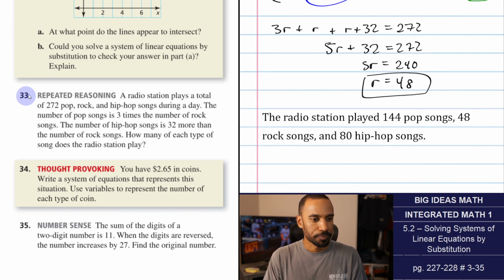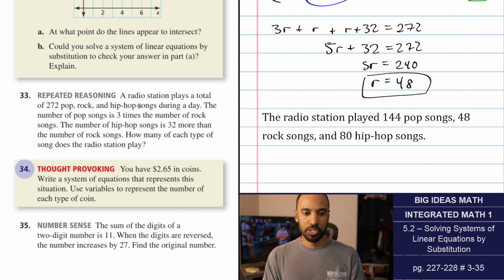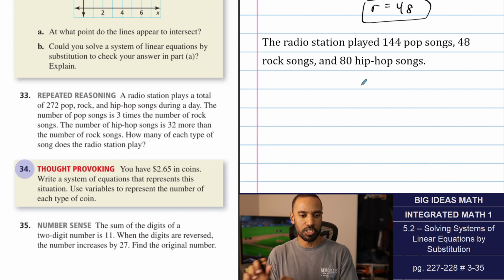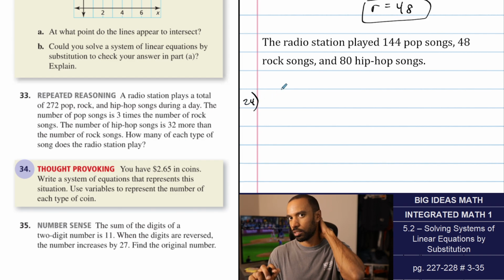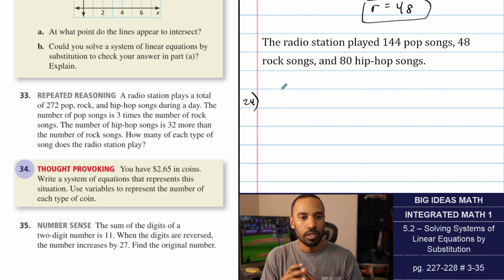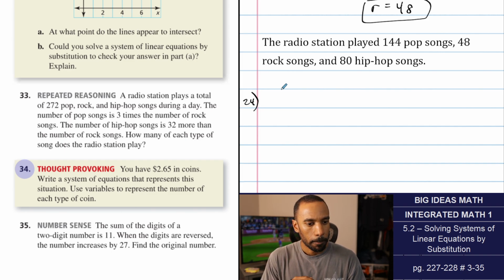Number 34. You have $2.65 in coins. Write a system of equations that represents this situation. Use variables to represent the number of each type of coin. I'm going to try and just limit it to 2 types of coins in total. Let's just use nickels and dimes. Use a system of equations to represent the situation.